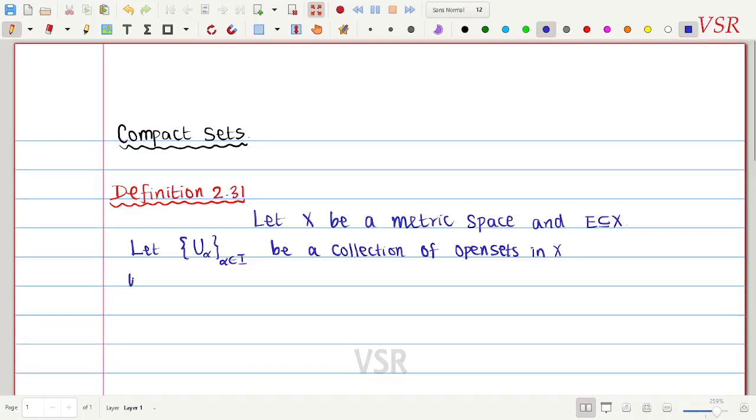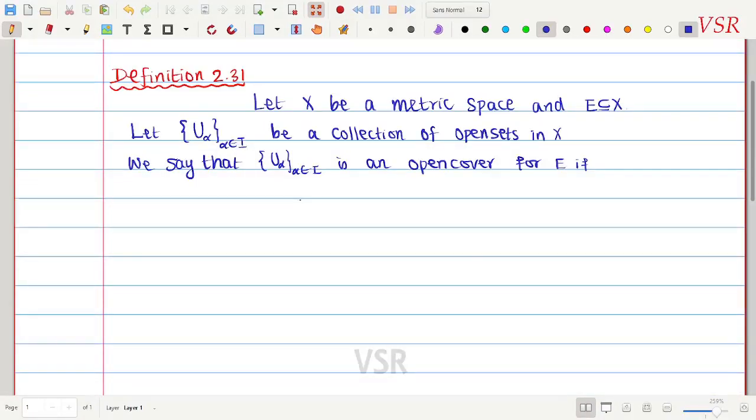We say that this family U alpha where alpha belongs to I is an open cover for capital E, if it must satisfy the following condition. In a condition it must satisfy that capital E, which is a subset of union of all alpha belongs to capital I U alpha. So the condition satisfy பண்ணிச்சு அப்படினா, then we say that this is an open cover.